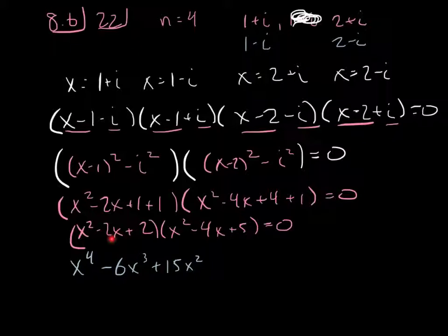Let's look at x terms. Okay, negative 2x times 5 is negative 10x. 2 times negative 4x is negative 8x. So I'll get negative 18x. And I've got 2 and 5 gives me 10. Alright, and there is your answer. That's a fourth degree polynomial with integral coefficients with these given roots, which means this is a root and this is a root. So here's your answer.